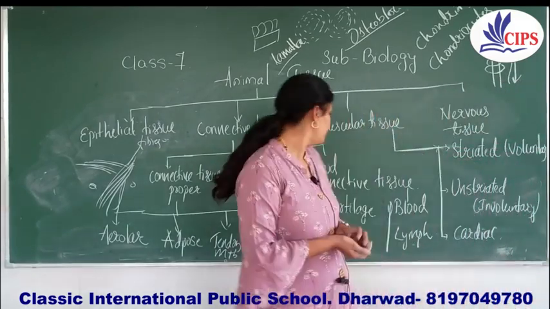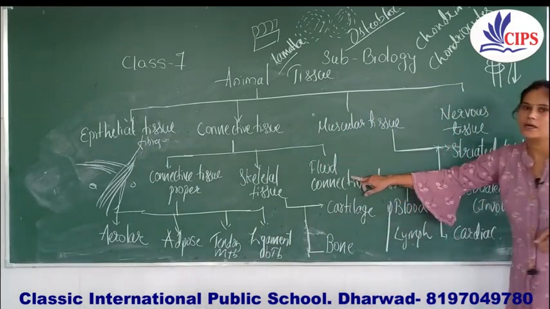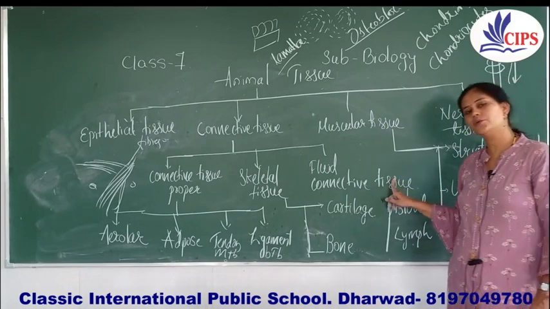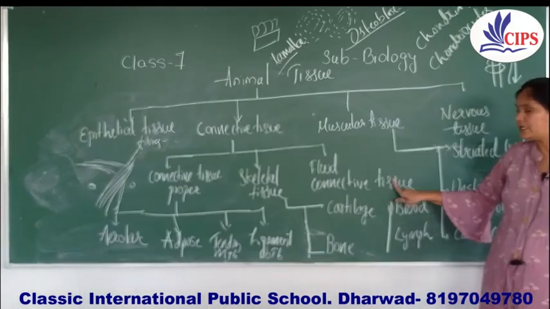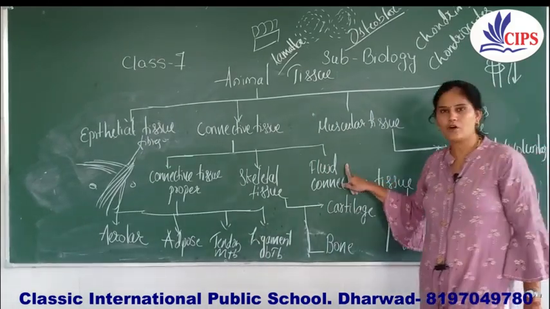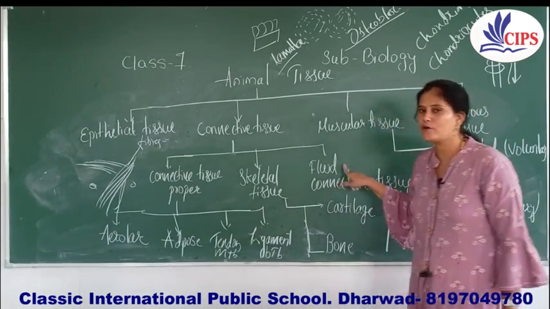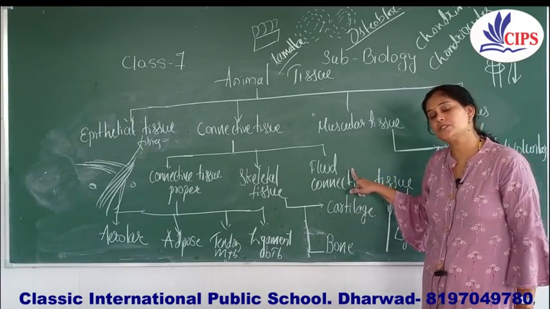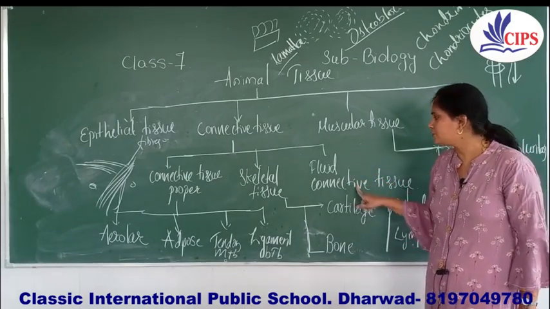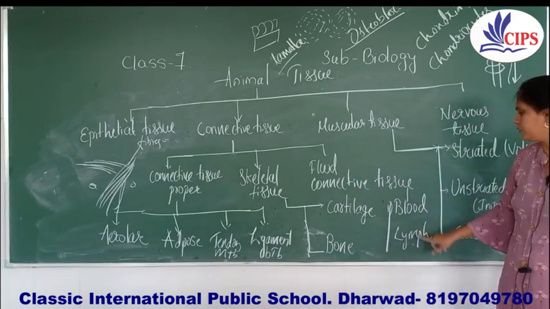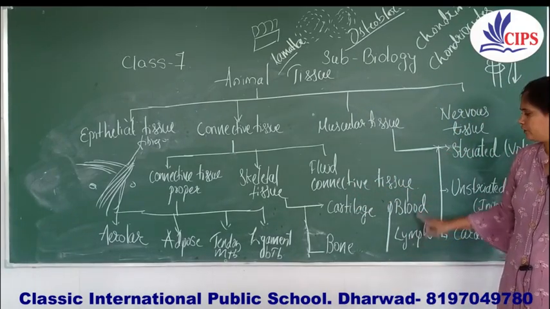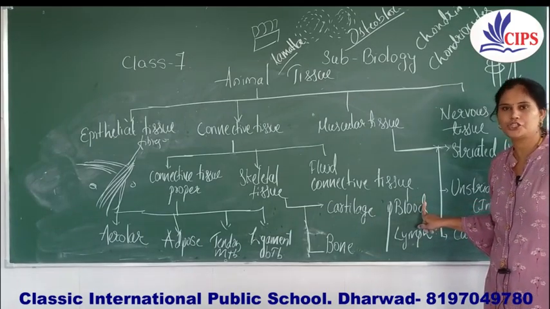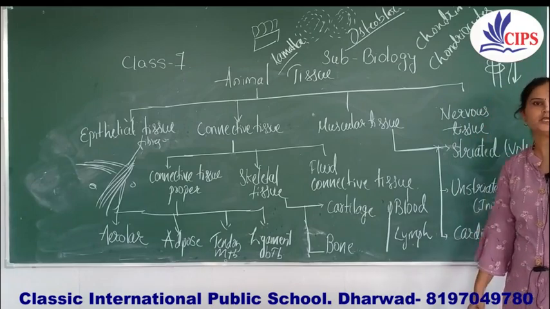Now, next we will move to the next type of connective tissue called fluid connective tissue. In the fluid connective tissue, the matrix is mainly in the form of a fluid or a liquid. So instead of a matrix here, there is a ground substance called plasma. These fluid connective tissues are of two types, the blood and the lymph. Blood is a fluid connective tissue which is flowing from your head to the toes.